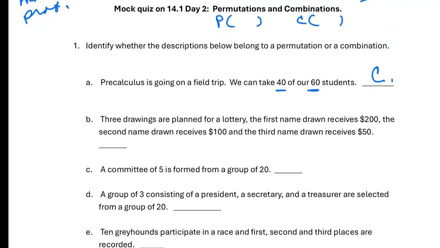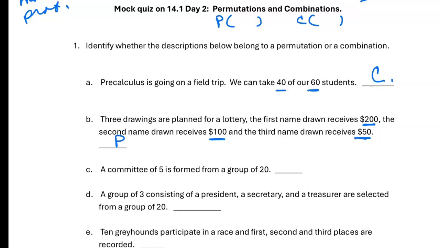3 drawings are planned for a lottery. The first name drawn receives $200. The second name drawn receives $100, and the third name drawn receives $50. Because there are different dollar amounts for each drawing, order does matter, so that's a permutation.